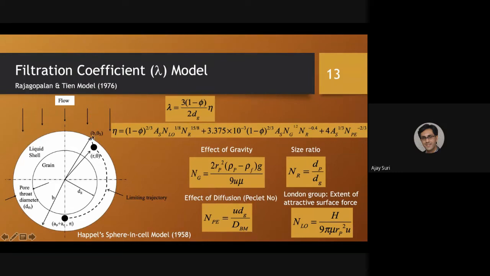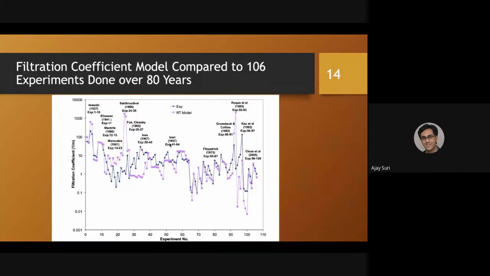We can perform these simulations, but the benefit is that instead of doing the simulations to get the filtration coefficient every time, they developed a correlation from all the simulations for different size particles, or ratios of particles, different buoyancy effect, the difference between particle density and fluid density, how much the gravitational effect will be, what the diffusion will do. So all these effects are clubbed into one equation, so we can just use a closed form equation in our model instead of doing this simulation separately. I did compare it to a lot of experiments, done over 80 years by different researchers, and found it's a reasonable model.